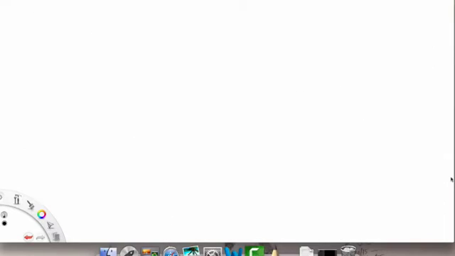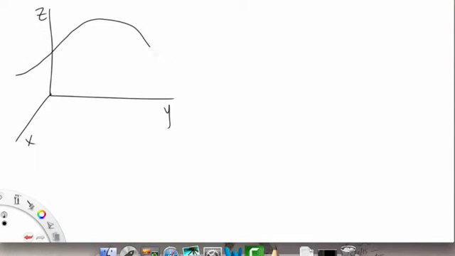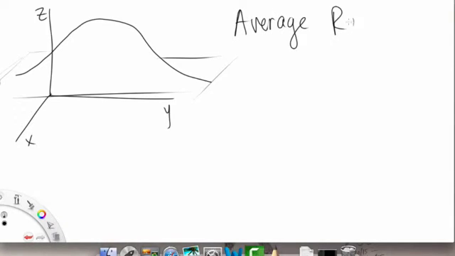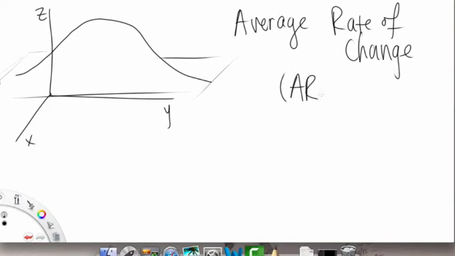Alright, now for one last concept. When we have surfaces, let's draw a graph here and see what it looks like. Let's say we have some kind of graph that goes up to a hill at one point. This is our surface, and what we can do is calculate the average rate of change. Sometimes this is abbreviated as AROC, average rate of change. That's pretty useful.